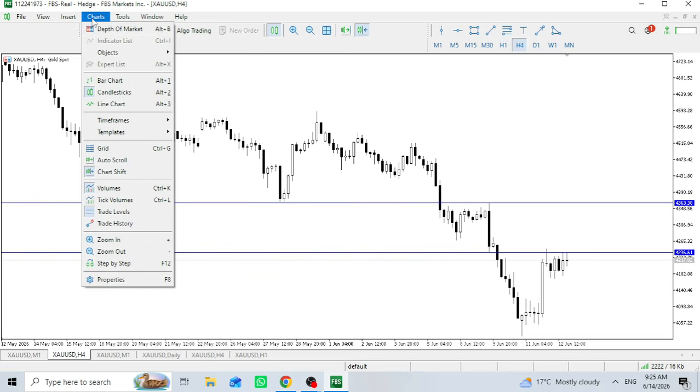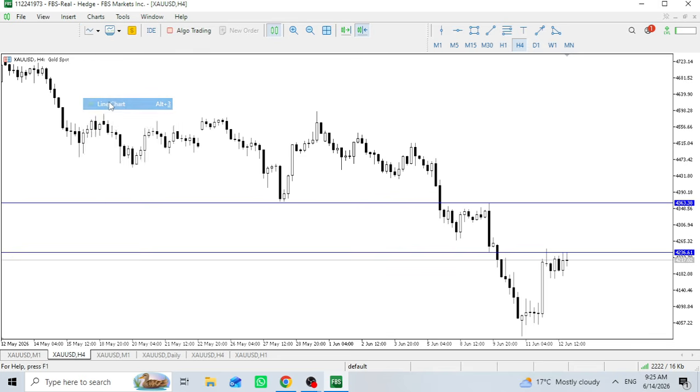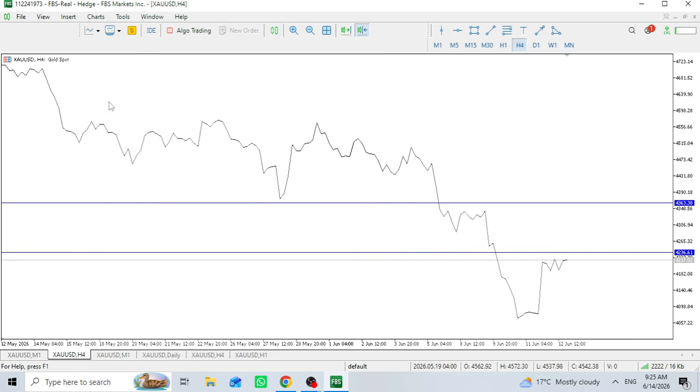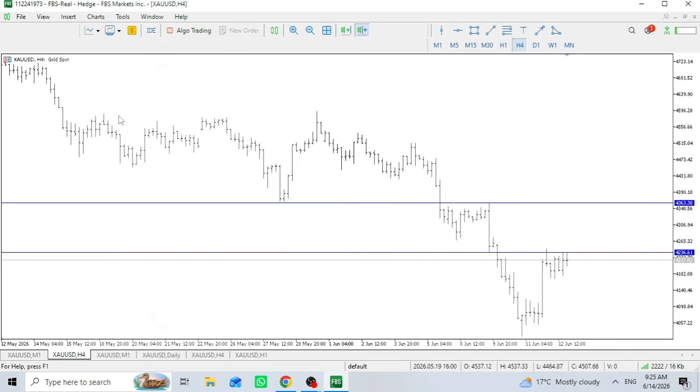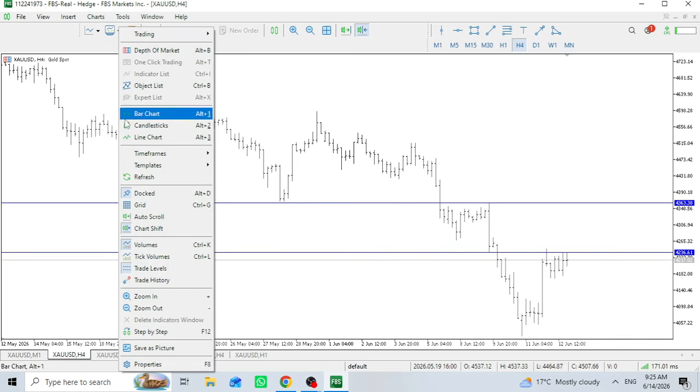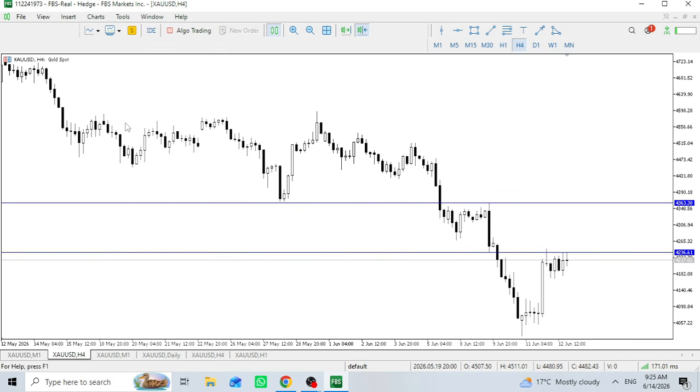Now another thing here which is very important, you can use the line chart if you are interested, or you can use the bar chart if you are interested, but we stick with candles. That is after you right click.